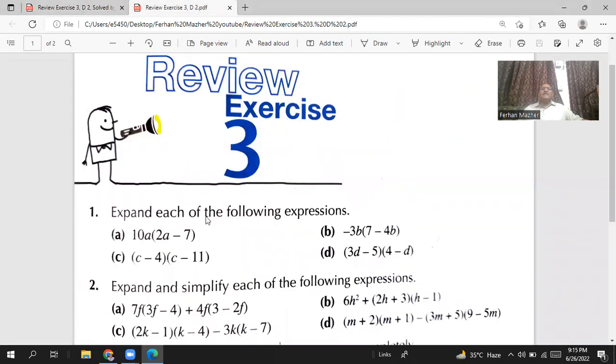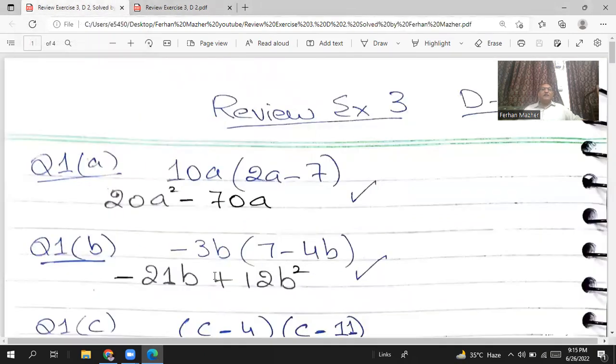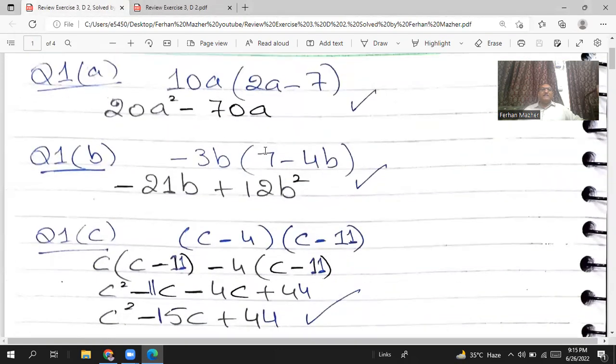The B part is minus 3b multiplied with the bracket 7 minus 4b. So this minus 3b will multiply with both the members inside that bracket. So minus 3b multiplied with 7 gives you minus 21b, and minus 3b multiplied with the minus 4b, minus will be plus, 3b multiplied with 4b, it will give you 12b squared.